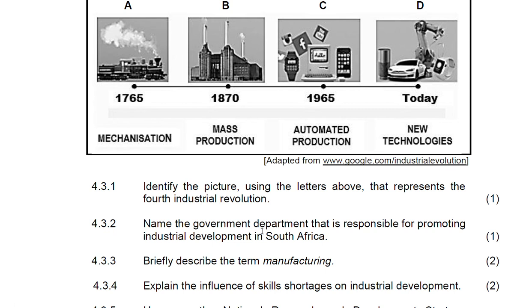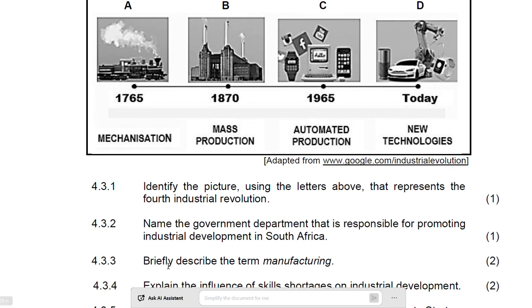4.3.2, name the government department that is responsible for promoting industrial development in South Africa. You needed to know this department. You cannot cram, you should have learned during the lesson in class. Therefore, this one required your understanding of the different departments that government has. So in order to respond to this question, it is the Department of Trade, Industry and Competition, that is DTIC. So in case you've forgotten the full name, please write DTIC, because you would have gotten the full mark even if you wrote DTIC.